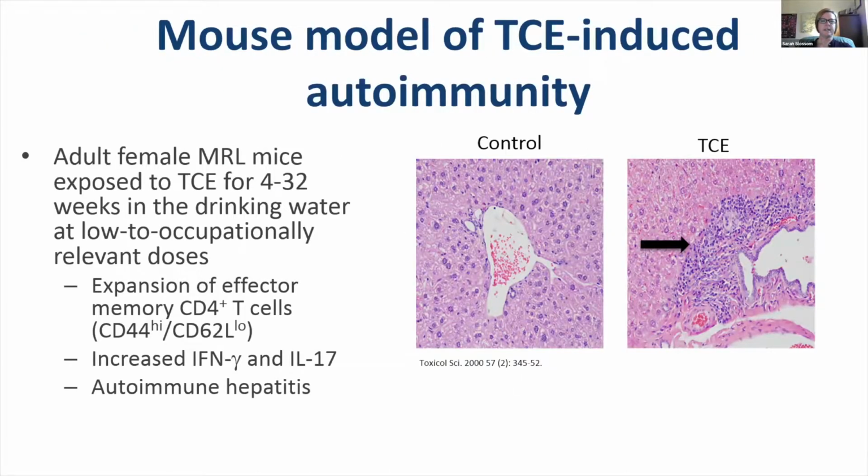Our previous studies have shown that trichloroethylene-exposed mice, female MRL mice, these are the autoimmune-prone mice, in the drinking water, have an expansion of these effector memory CD4 cells that secrete increased levels of pro-inflammatory cytokines. They also develop autoimmune hepatitis. And as you can see here, this is T cell infiltration into the liver around the portal vein.